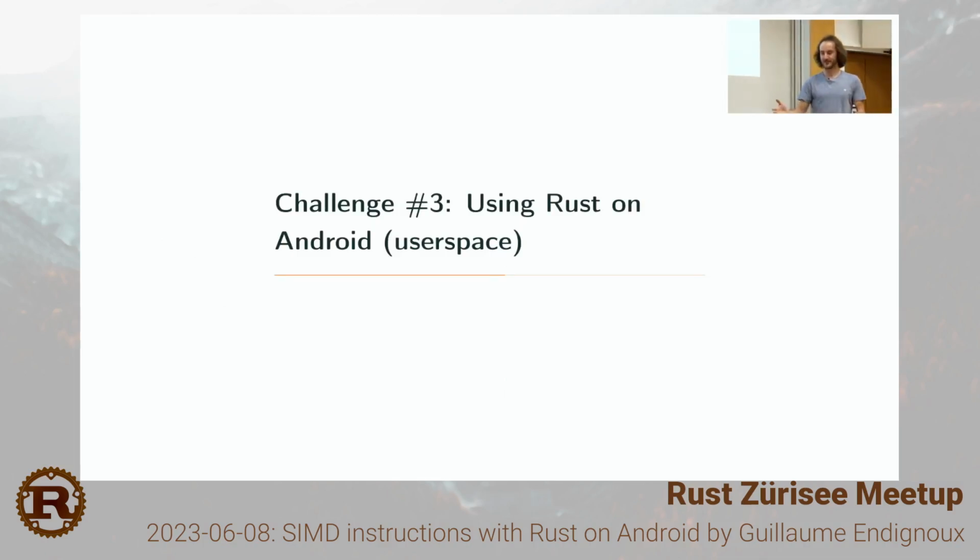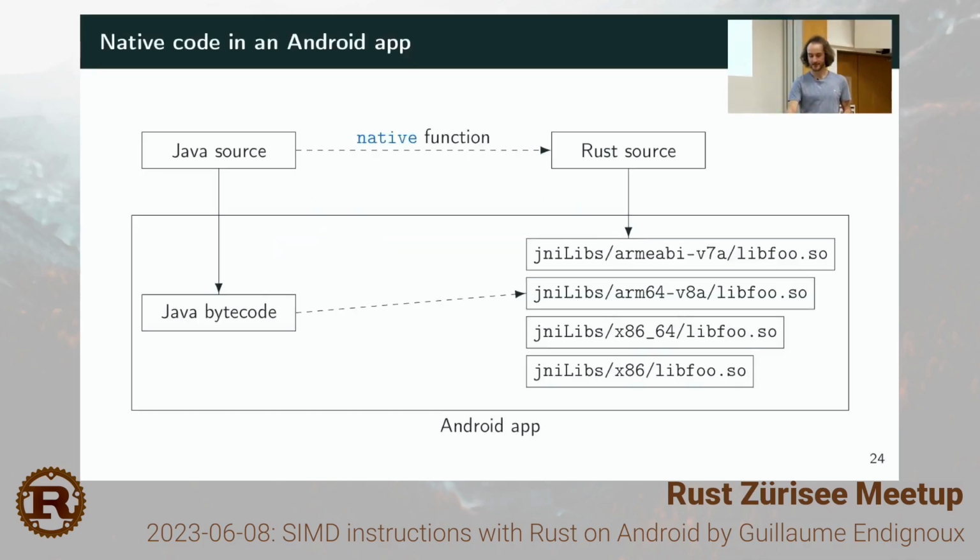So the next challenge was to use Rust and compile it for Android in user space. You mentioned a few of you have tried that before, and it's actually kind of complicated in a way, but the workflow is conceptually the following.